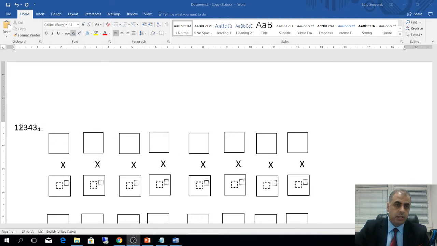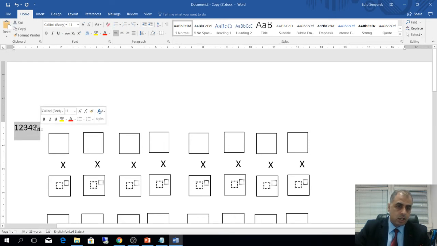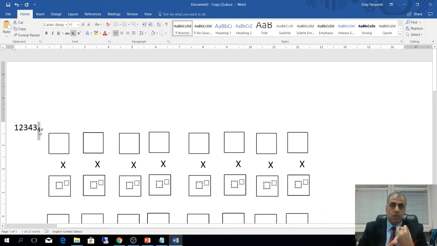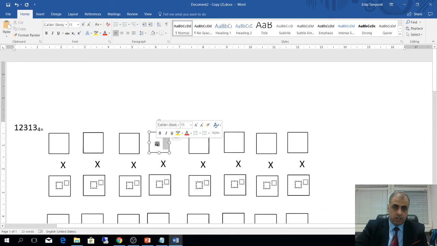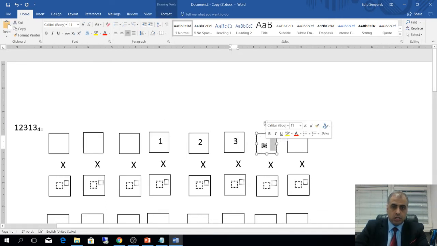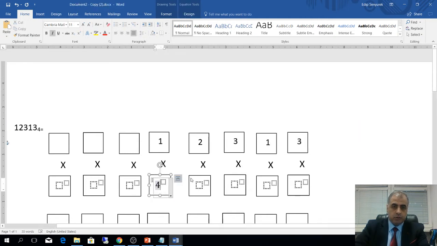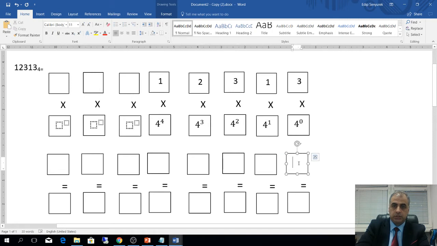It's not a problem. But the problem here is that this question is wrong, because it's not possible to use this 4 in 4 based numbers. Because 4 based digits are 0, 1, 2, and 3. That's why it is not correct. It can be 1, for example. So how are we going to do it? It's very simple. I will write here 1, 2, 3, 1, and 3. And here will be 4 to power, starting from the right hand side to the left hand side, 4 to power 0, 4 to power 1, 4 to power 2, 4 to power 3, and 4 to power 4. After that, you do the calculation, 4 to power whatever it is. After that, you multiply: 3 times 1 is 3, 1 times 4 is 4.